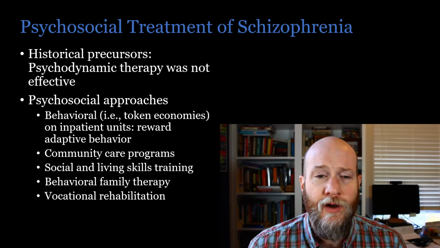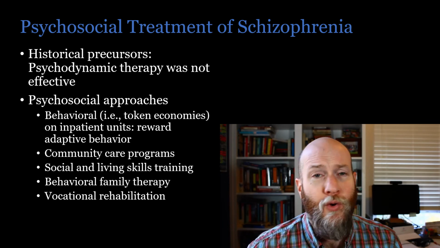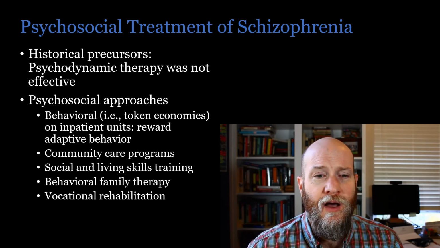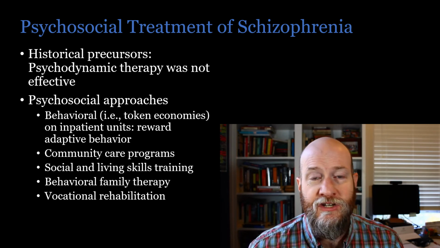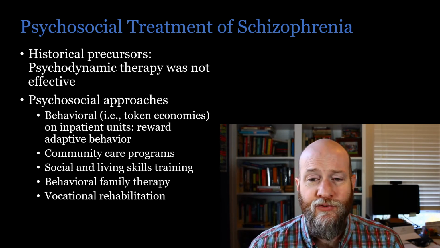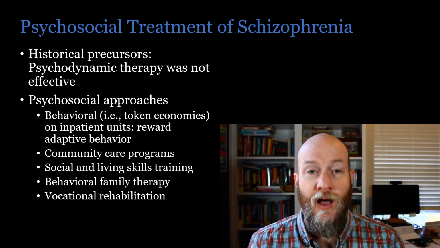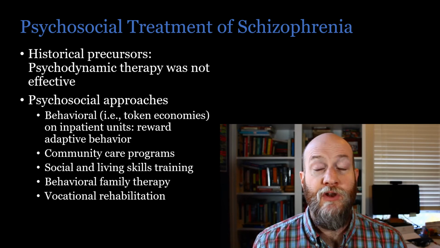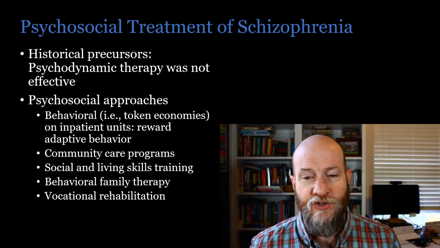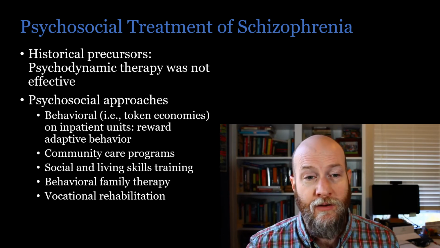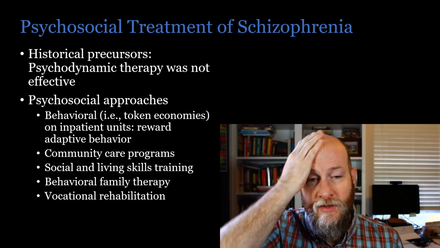that seem to work. Many of them are very concrete and behavioral, so things like token economies on inpatient units, rewarding adaptive behavior, so self-care, good hygiene, taking medication, complying with treatment programs, that kind of thing. So just trying to utilize simple operant conditioning can be helpful. Community care programs that provide a built-in social safety net for that individual and connection with people that are going to check in regularly with them and help them to organize their lives a little better can be very effective.